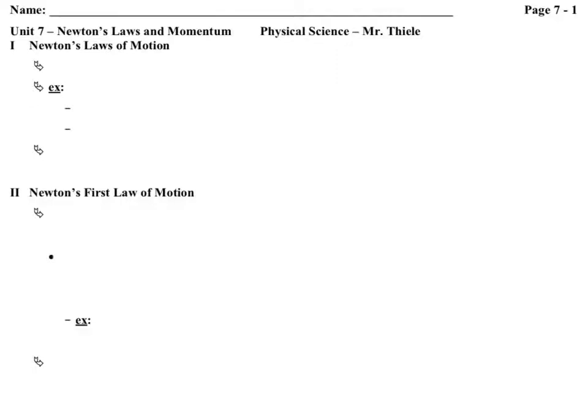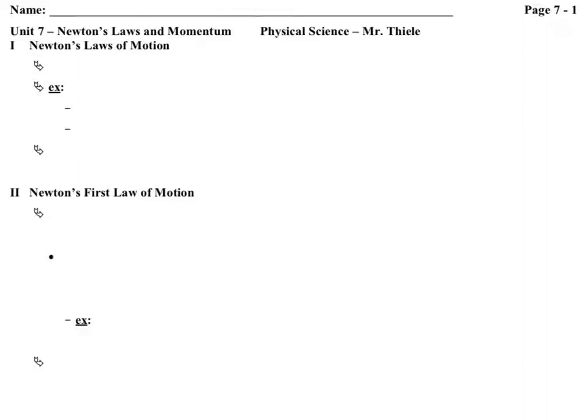Okay, this is a review for our Unit 7 test, which will be tomorrow. So I'm going to go through our Unit 7 notes and ask questions that can be answered by the notes as a way to study and help you prepare for your test.